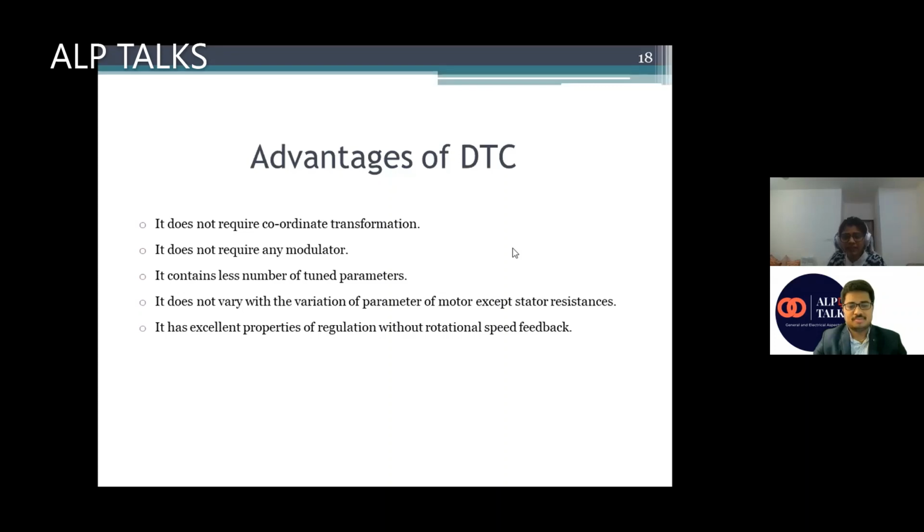It requires very fewer modulators than other methods. It contains a very small number of tuned parameters. It does not vary with the variation of parameters. It can vary only with the stator resistance. As I have told you, I have neglected stator resistance in the flux equation, but if I take it, then it does depend on stator resistance, and it has very excellent properties of regulation without any rotational speed feedback.